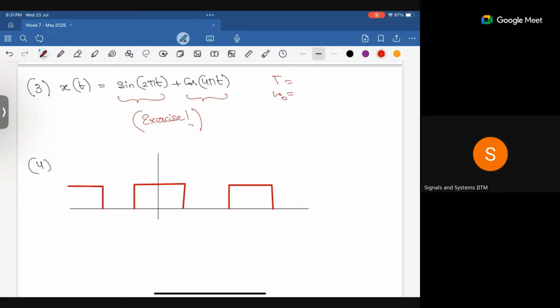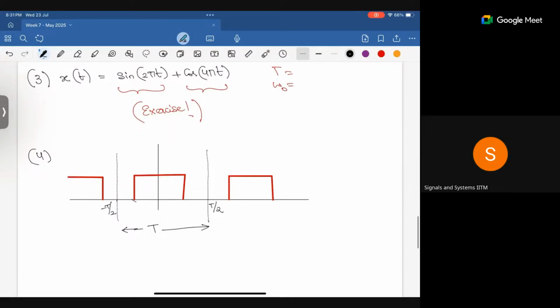Okay, so this will be periodic with period T. Let's say this is capital T. This is symmetric around the y axis, so it will be minus T by 2 and this will be plus T by 2. So the total length will be capital T.